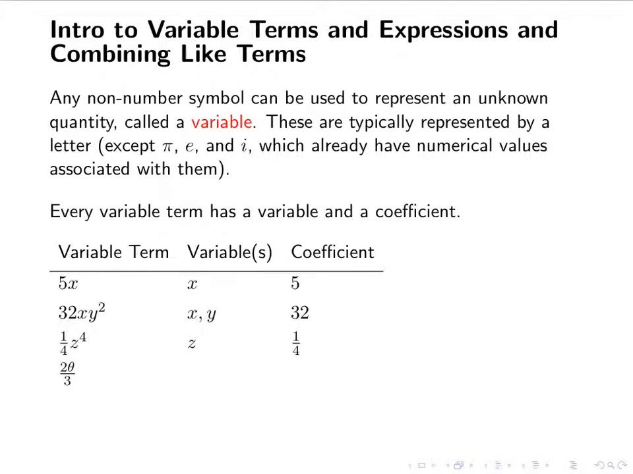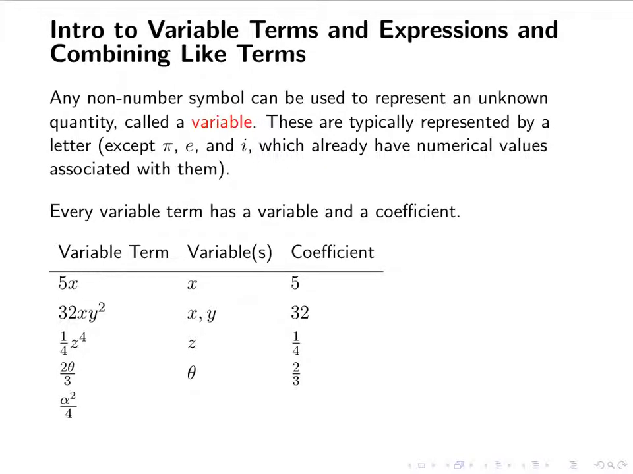2 theta over 3. That's the Greek letter theta. The variable is the theta. The coefficient is the 2/3. So don't forget that 2 theta divided by 3 is the same thing as 2/3 theta.